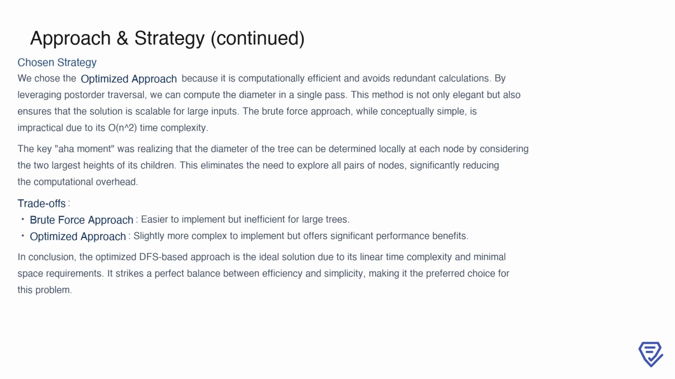The key realization that led to the optimized solution was understanding that the diameter can be determined locally at each node by considering the two largest heights among its children. This insight significantly reduces computational overhead, as it avoids the need to explore all node pairs.